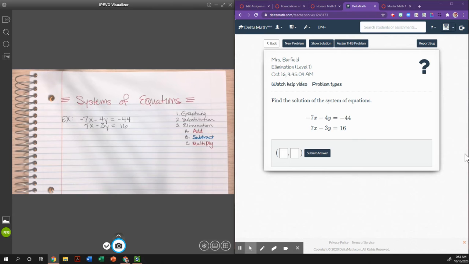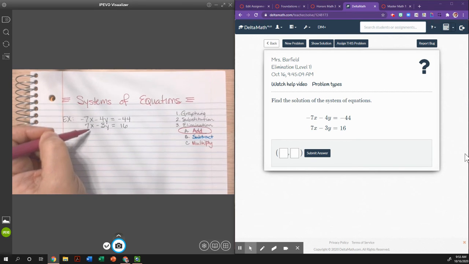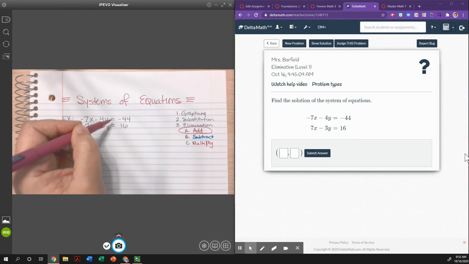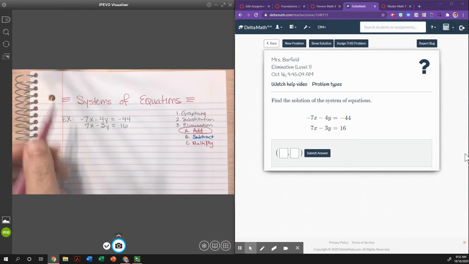All right, so what are we focusing on today? We are going to focus on adding. And honestly, I could probably do one example, and some of you are going to be like, okay, I get it, and you're going to be ready to move on. Because it really, truly is that simple. So you take your equations, you make sure that your x's are lined up, your y's are lined up, equals, and then your numbers are lined up.